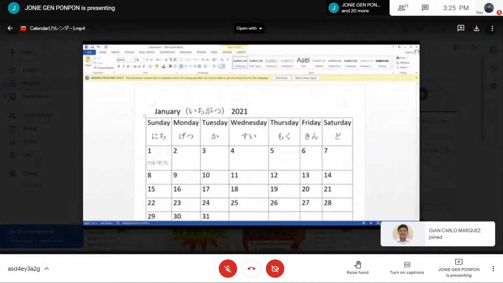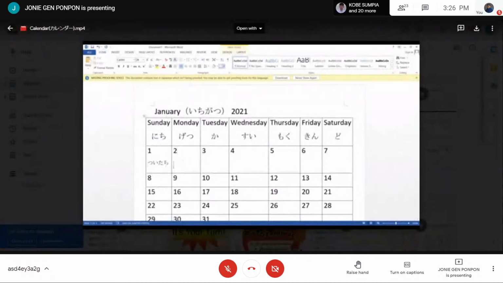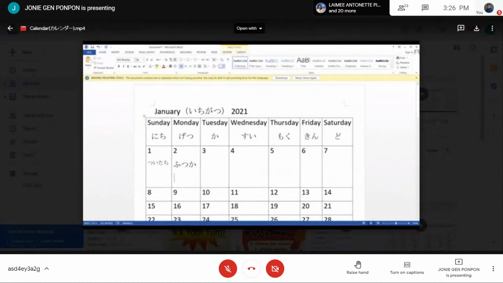So the first day of the month is not a word ending in ka, but it is Tsuitachi. And then for the second day of the month, that is Futsuka. Here the suffix ka appears. For the third, that is Mikka. And then for the fourth, that is Yokka.